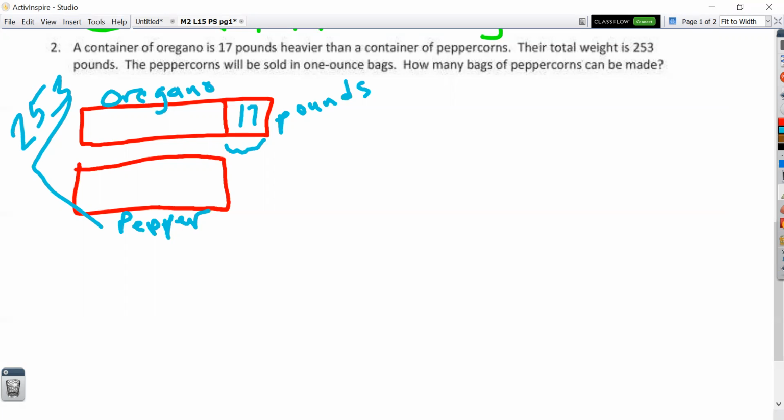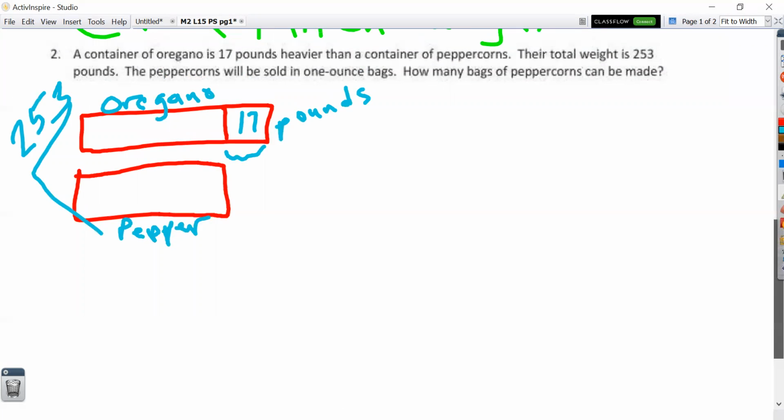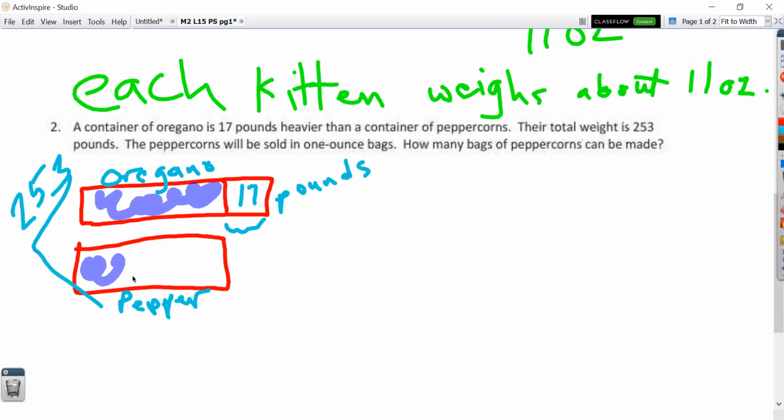So how can we figure out how many peppercorns can be made? Well, we need to figure out how many pounds of peppercorn there are. Oops, I didn't mean to scroll up. Come on, toolbar, I need my tools. All right, we know that this section and this section of the oregano and peppercorns are exactly equal because they told us that the only difference is this 17 pounds right here.